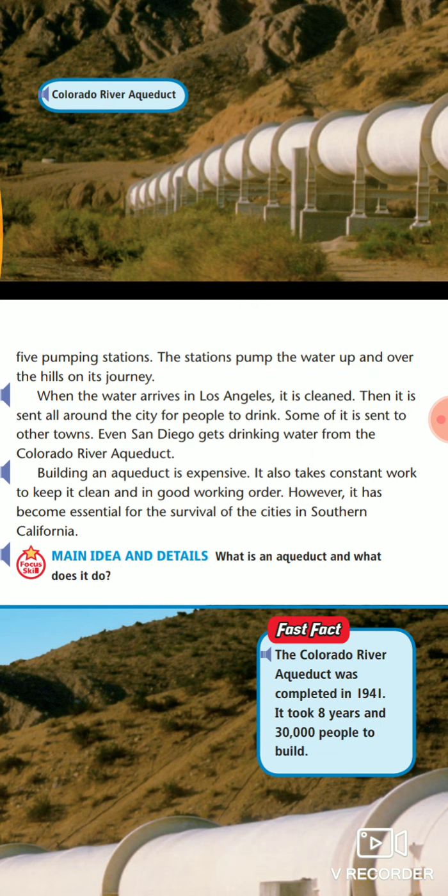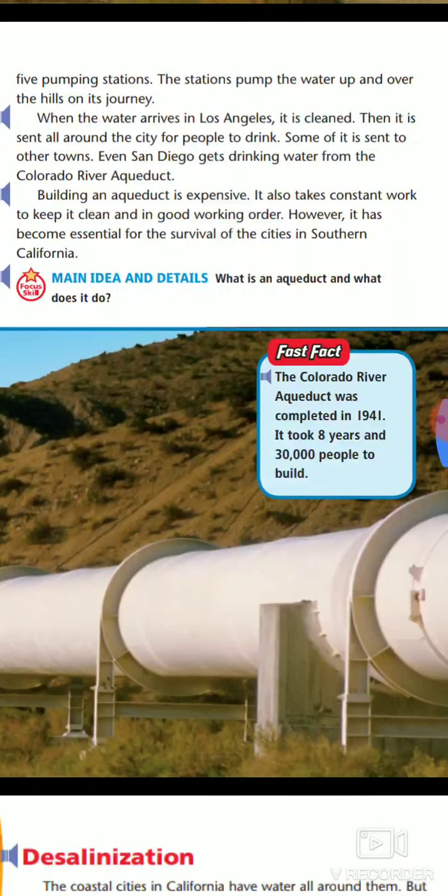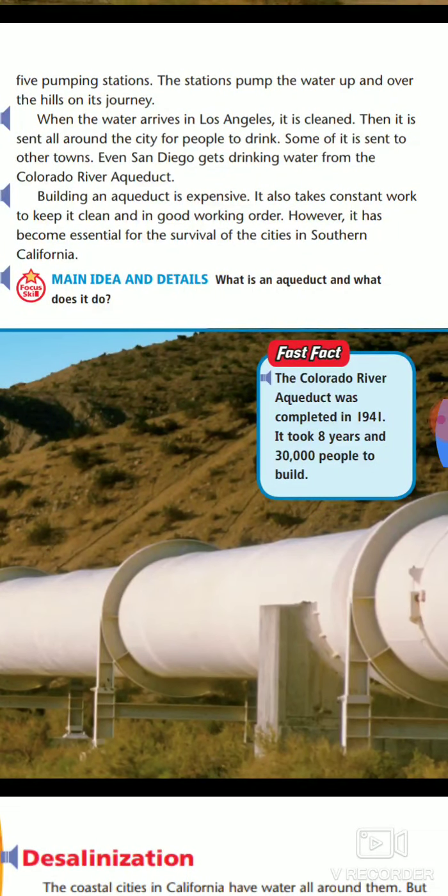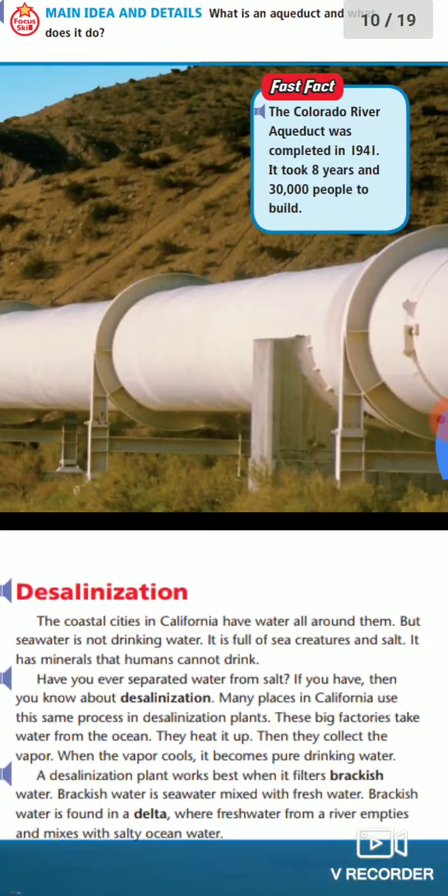Building an aqueduct is expensive. It also takes constant work to keep it clean and in good working order. However, it has become essential for the survival of the cities in Southern California. Fast fact: the Colorado River Aqueduct was completed in 1941. It took 8 years and 30,000 people to build.